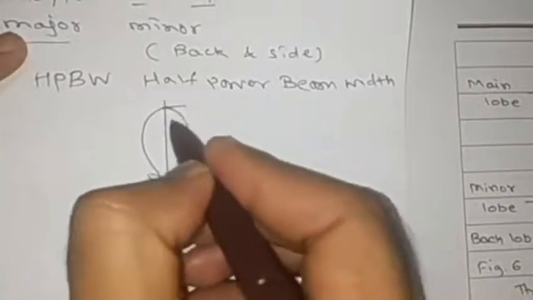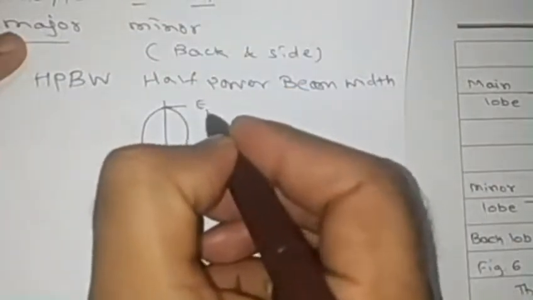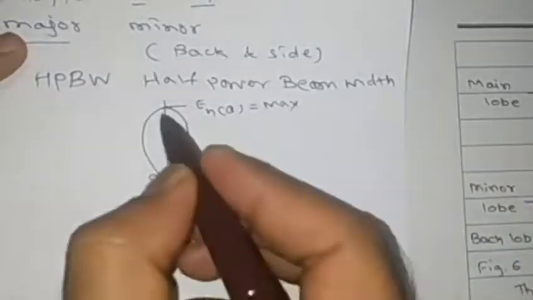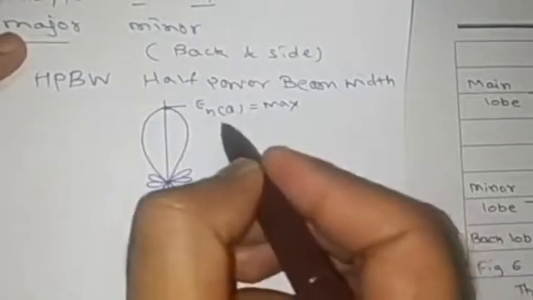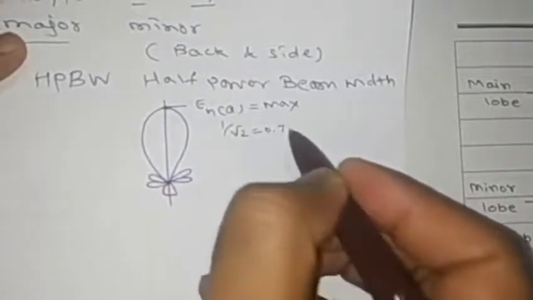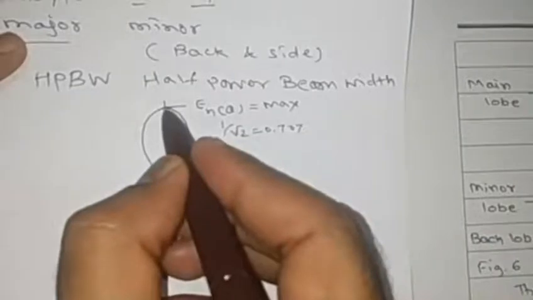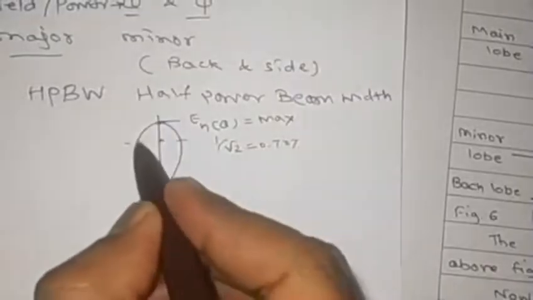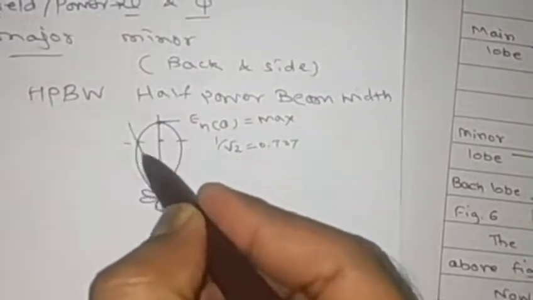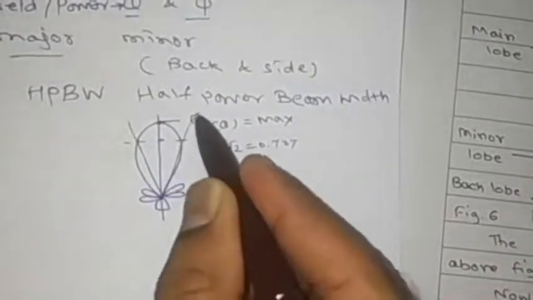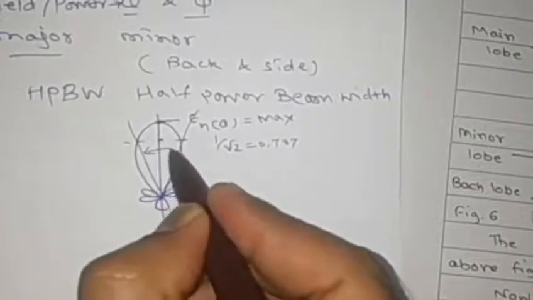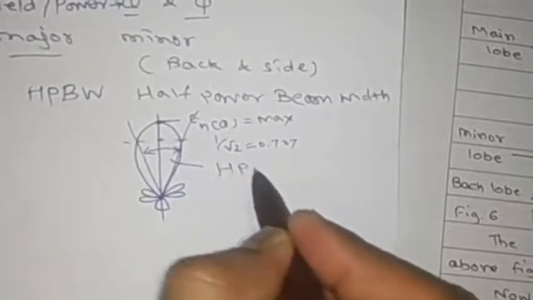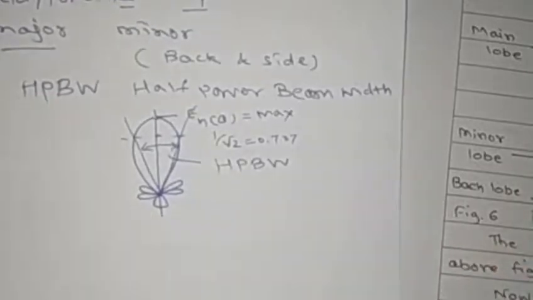At this particular point in the major lobe, the normalized value of the electric field is maximum. Half power means 1 by root 2, which is 0.707, so half the value of it is below. There are 2 points. When we join these 2 points with the center of the coordinate system, we get an angle between these two lines, and that particular angle is indicated as HPBW, half power beam width.